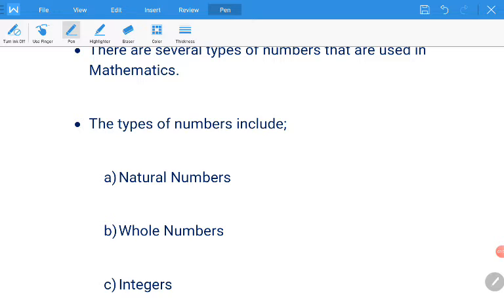Natural numbers. So natural numbers are counting numbers. That's what you need to bear in mind. And normally if we are counting, we start at 1. So the set of natural numbers is given by N equals 1, 2, 3, 4, and they go on and on in this fashion up to infinity. So they start at 1 and they go on and on.